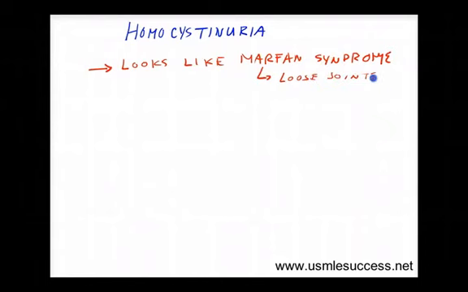They're very loose, and we call them lax joints, okay? Meaning they're very, very mobile, much more than the average person. The difference is in homocystinuria, what the joints look like are tight joints. So that's one of the key differences, even though it looks a lot like Marfan syndrome.